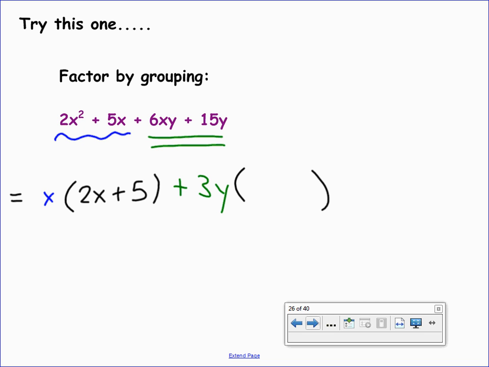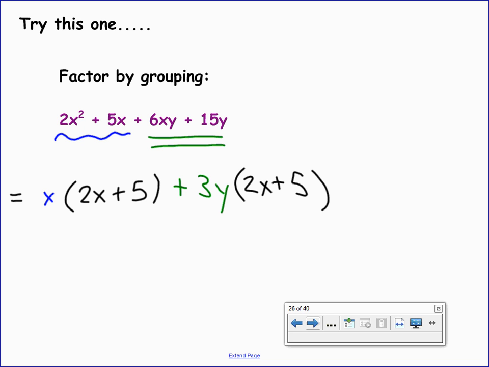All right, 3y times what equals 6xy? 3y times 2x equals 6xy. So 2x remains. Plus 3y times what equals 15y? 5.